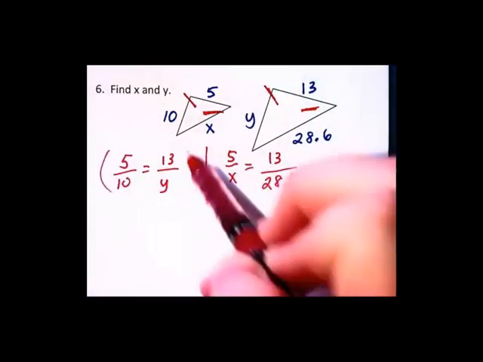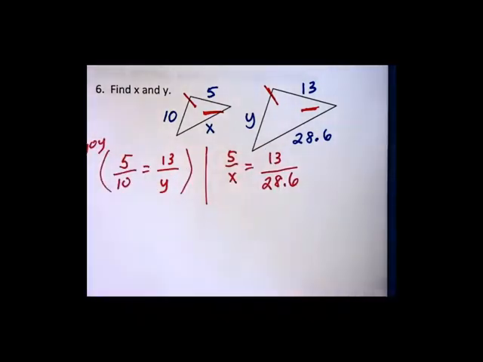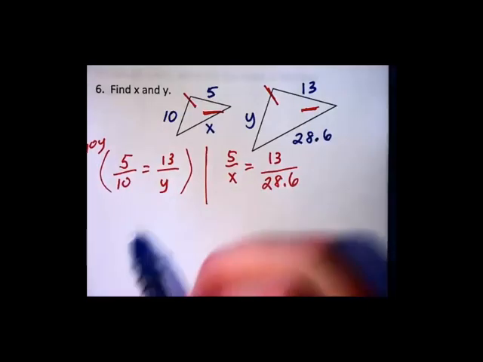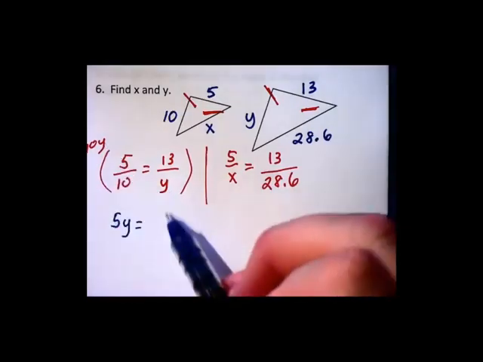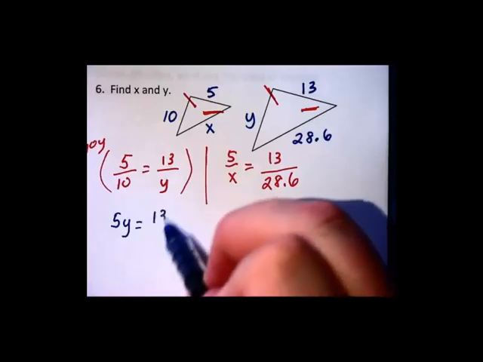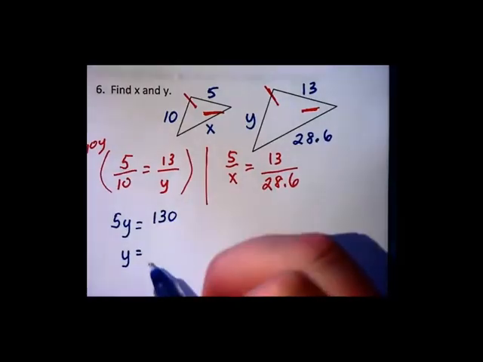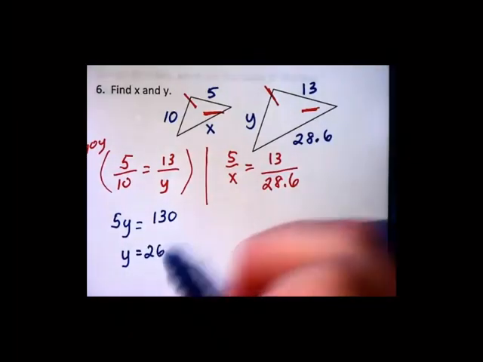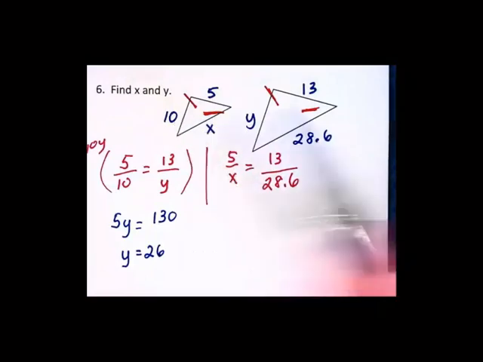In this first case, we're going to multiply through on each side by 10y. On the left, the 10's are going to cancel, leaving 5 with the y. And on the right, the y's will cancel, leaving 10 times 13, which is 130. Dividing by 5, we'll get 26. And you might notice that, oh hey, 5 doubles to 10, 13 doubles to 26. We could have done that one in our head.